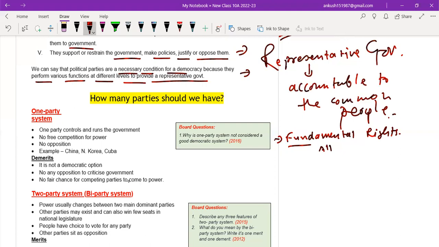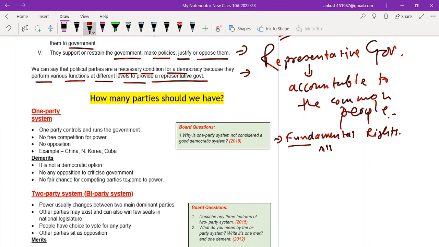Any democratic system must allow at least two parties. How many parties? Two parties to compete in elections and even to provide a fair chance for the competing parties to come to power.